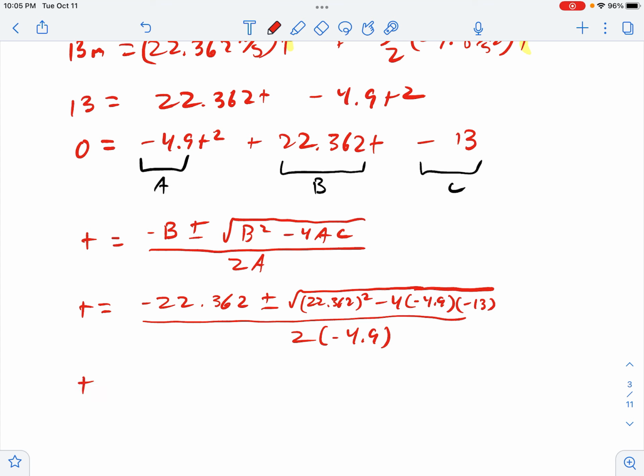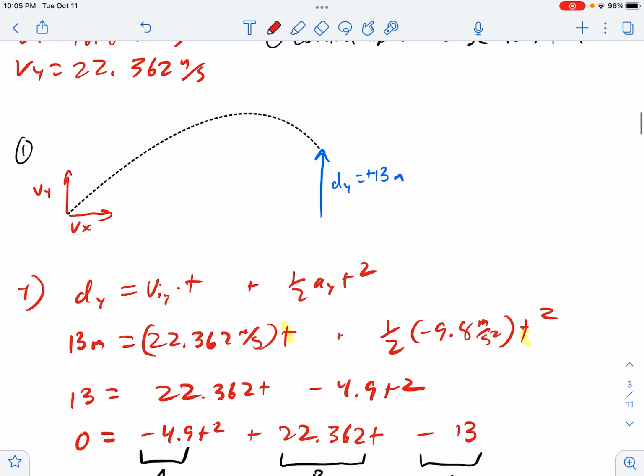So if I plug that all into my calculator, I'm going to get 2 different times. And I'm actually going to find that I get 2 times that are both positive values. So I get 0.684 seconds, and I get 3.880 seconds. So these are both positive, so which one is the correct time?